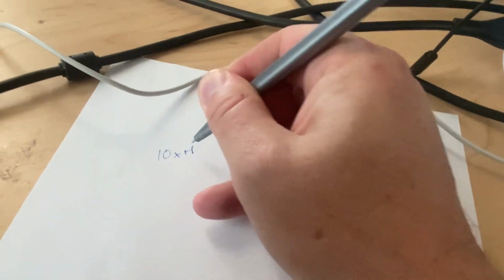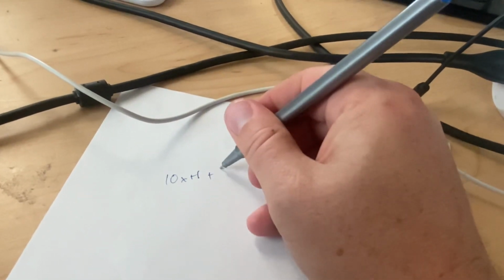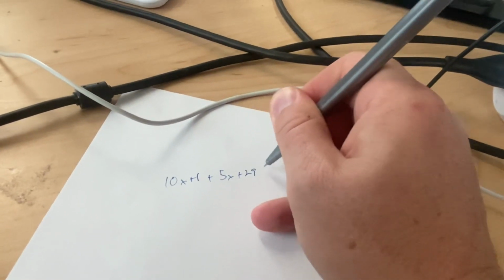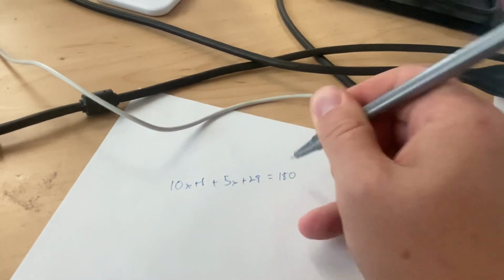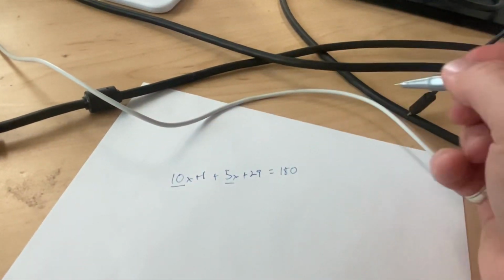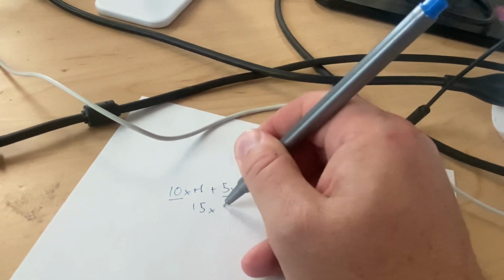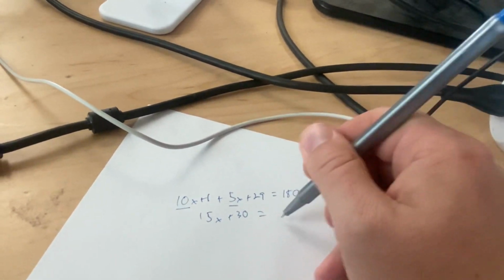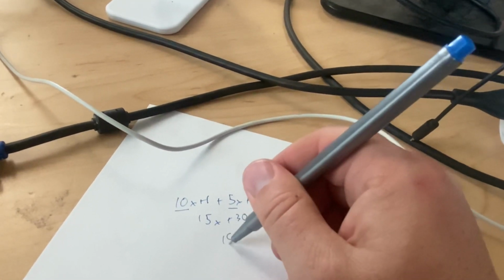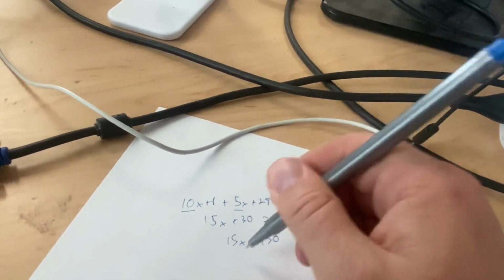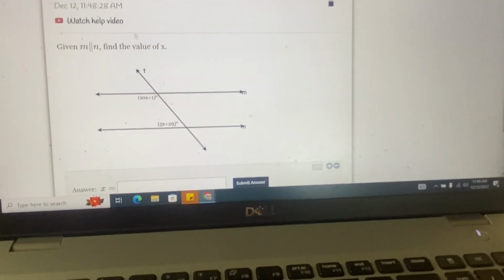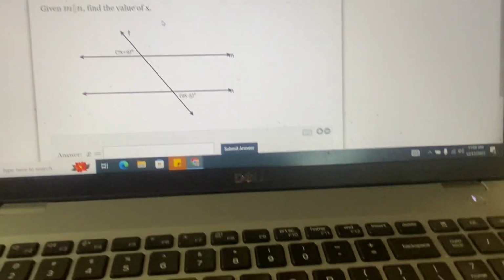So when you set this up, it's going to be 10x plus 1 plus 5x plus 29 is equal to 180. Remember, when they're on the same side, you're just combining like terms. That's 15x plus 30 is equal to 180. That's 15x is equal to 150. So x is 10.